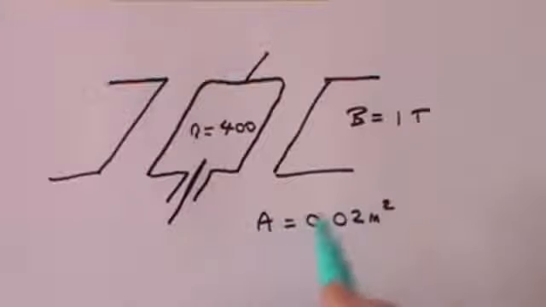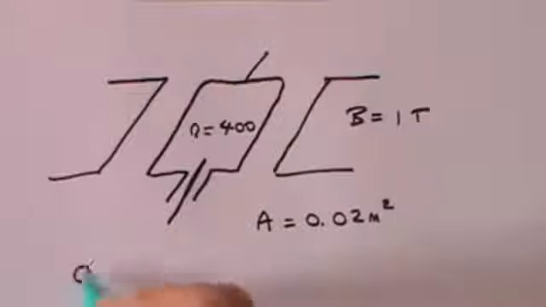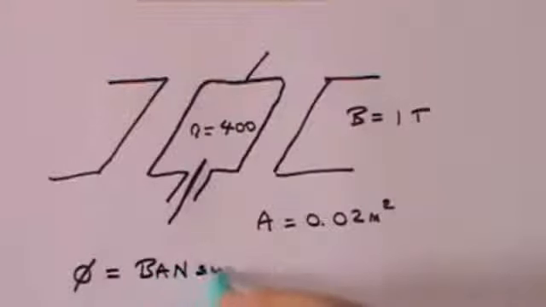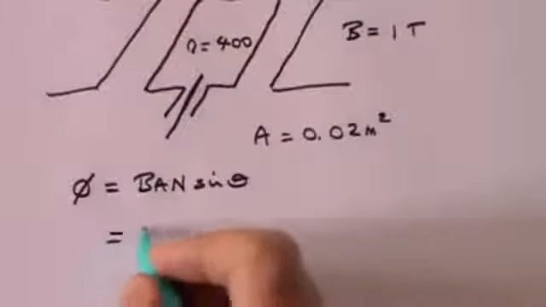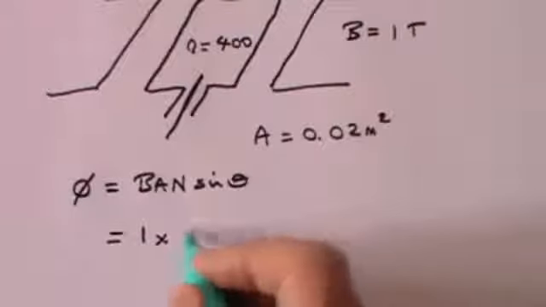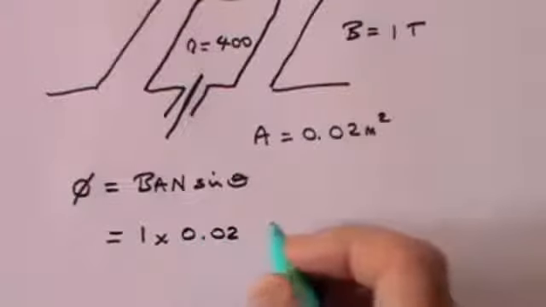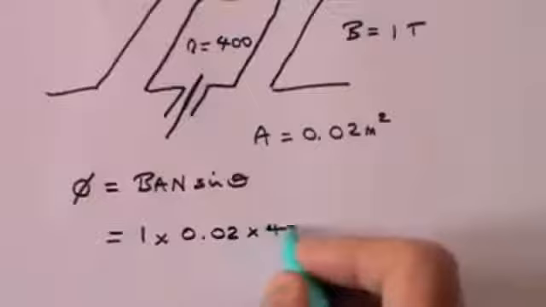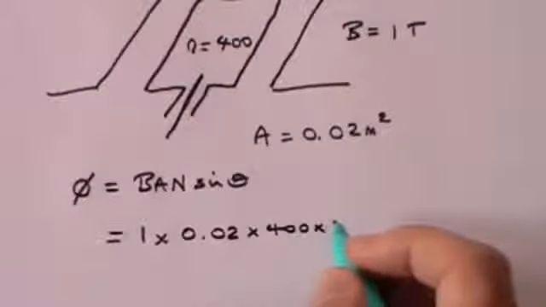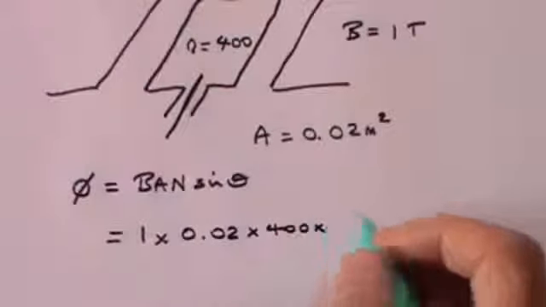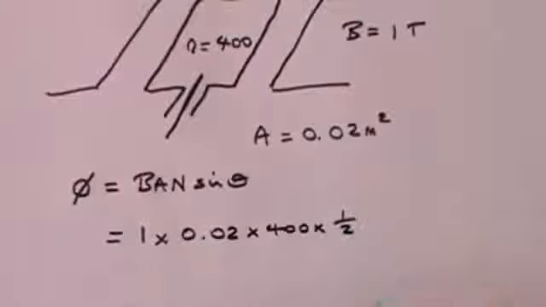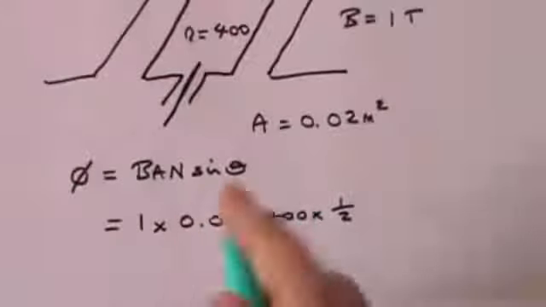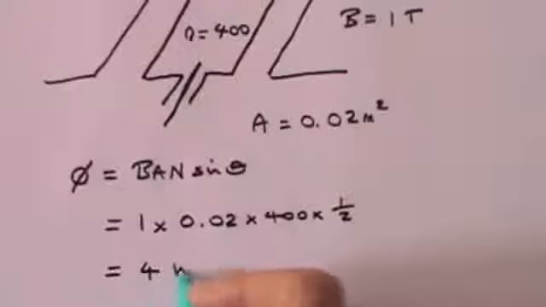First part of the question, what is the flux linkage when that coil is at an angle 30 degrees to the field? Well, flux linkage is equal to BAN times the sine of the angle, and that's going to be B, which is simply 1, times the area, which is 0.02 meters squared, times the number of turns, which is 400, times the sine of 30 degrees, which is a half. And if you multiply that out, you should get that that equals 4 Weber.